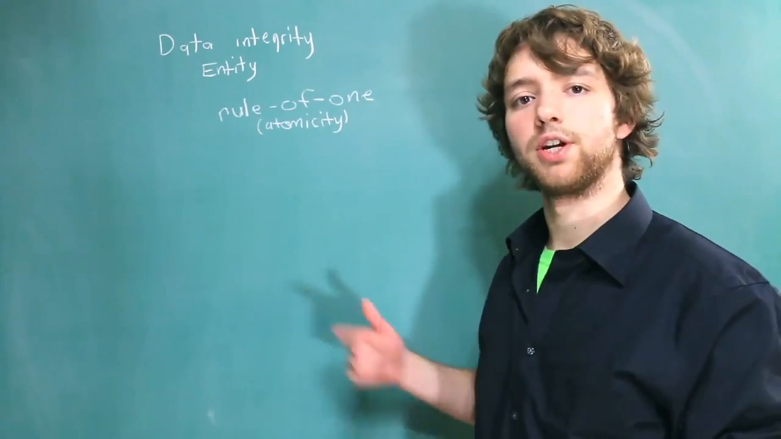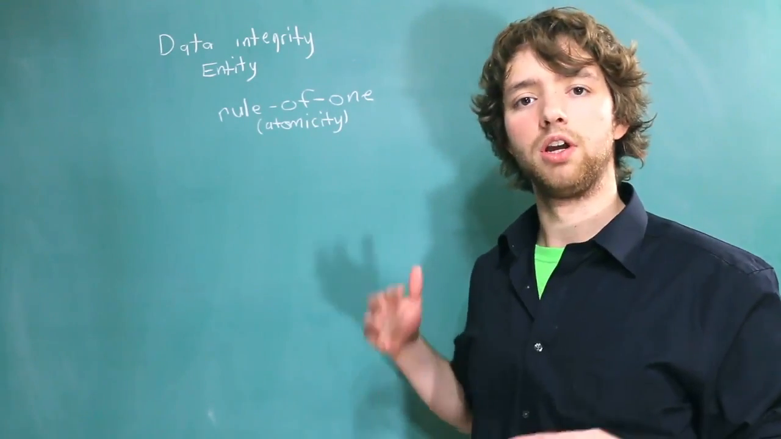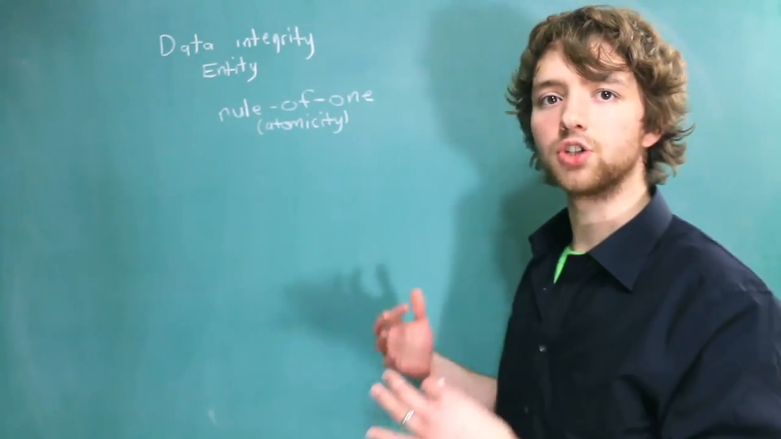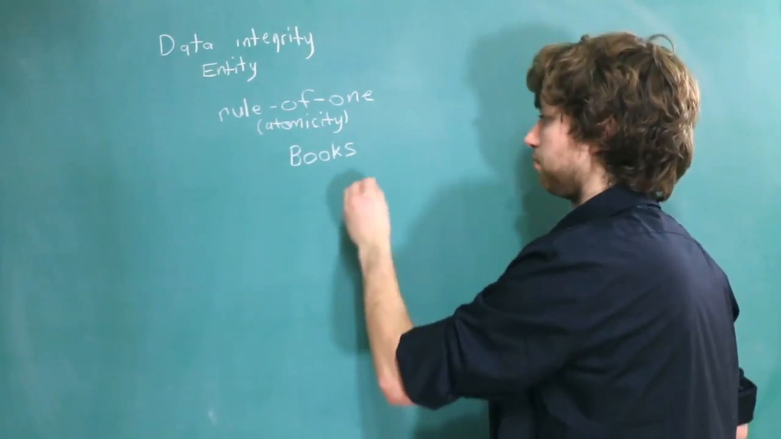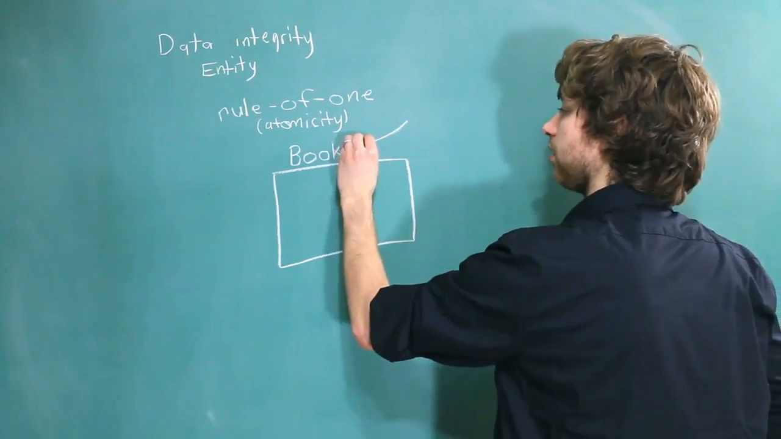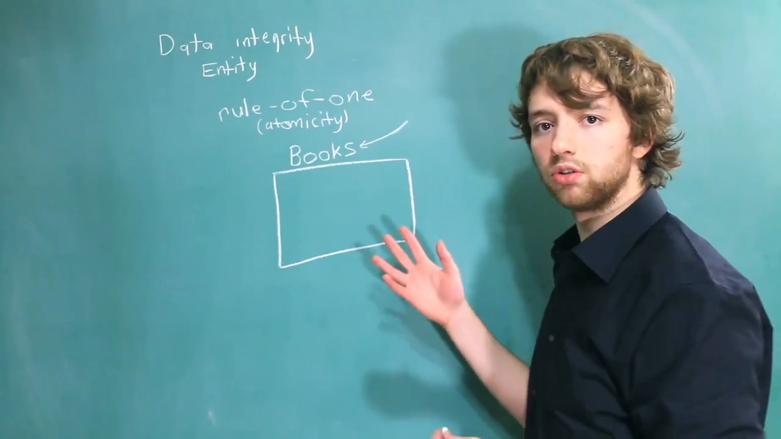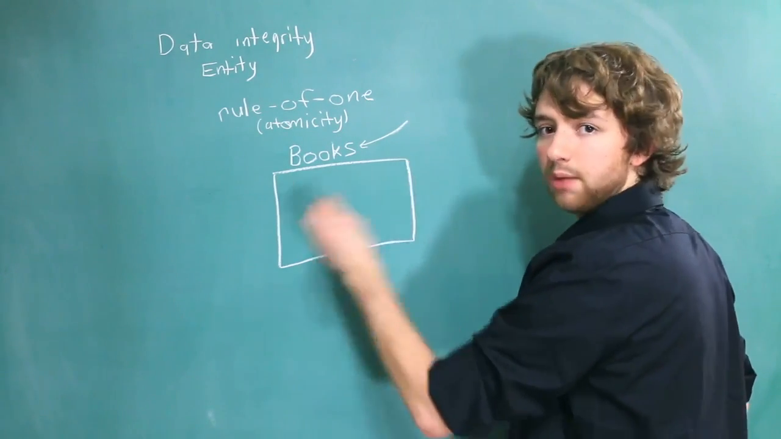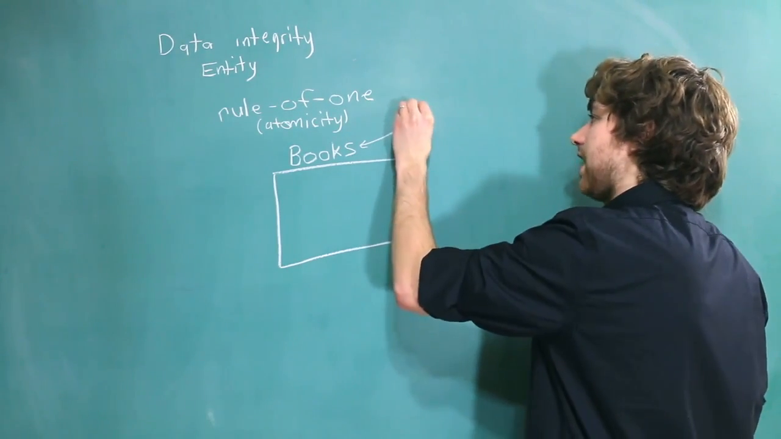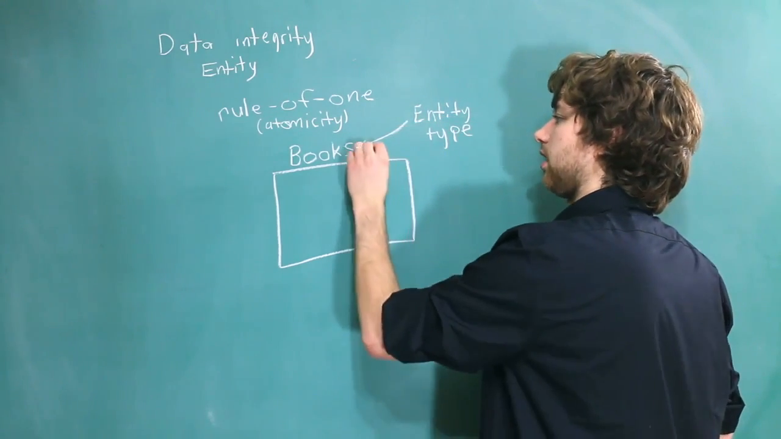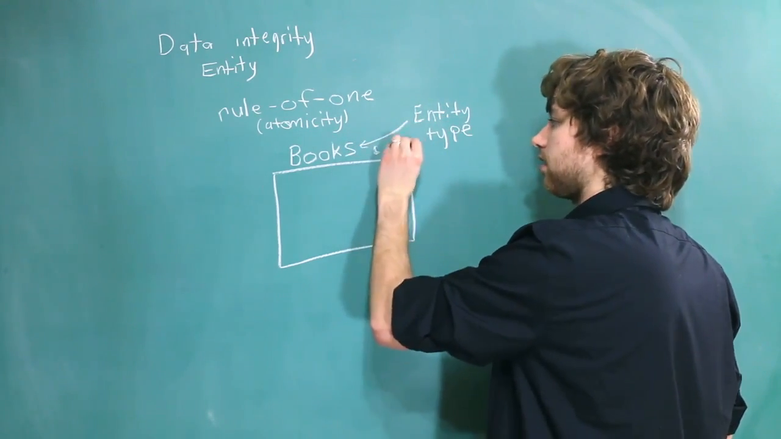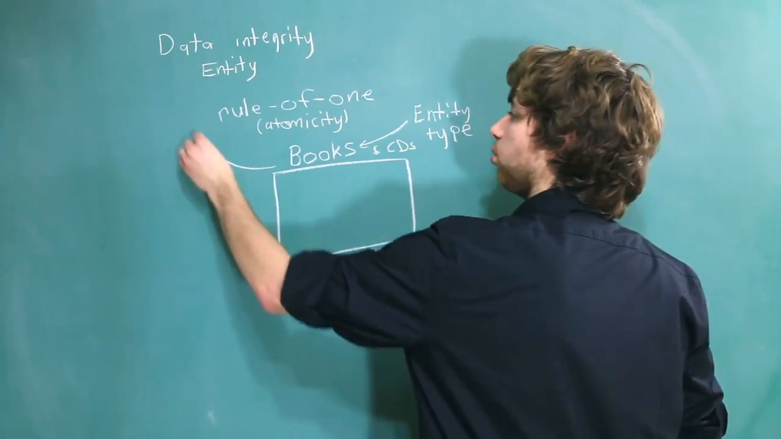Blacky. You may also hear this as atomicity, or things being atomic. And essentially everything is supposed to describe one thing. Even if we have a table called books, this here, even though it's plural, is describing one type of thing. This is known as the entity type. We wouldn't want this table to describe books and CDs. That would be breaking our rule of 1.